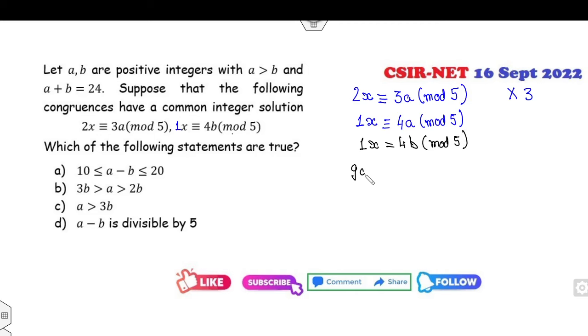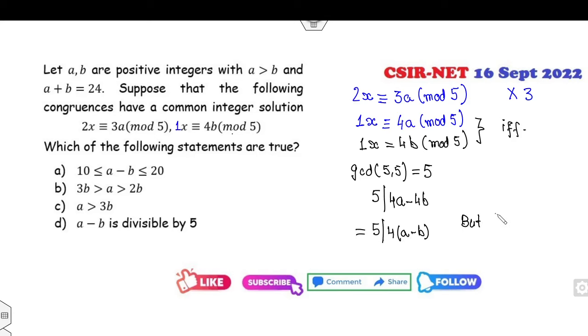Now you can see the GCD of 5 and 5 is 5. This system has a solution if and only if 5 divides 4a minus 4b. That means 5 divides a minus b, because 5 is not divisible by 4. So a minus b must be divisible by 5. So a minus b is divisible by 5 is the correct option.